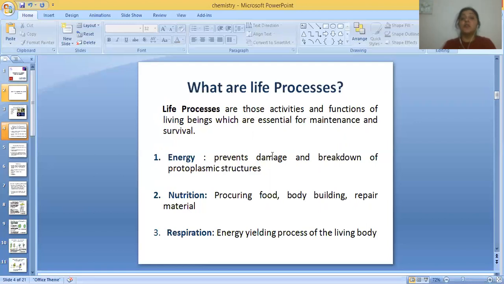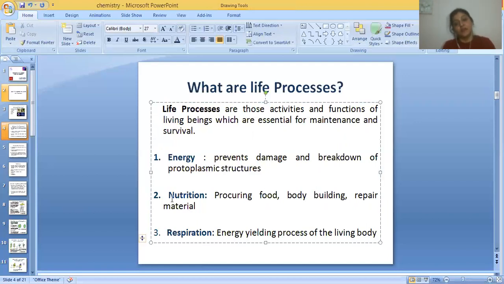We procure energy in the form of nutrition. We take food inside our body for repair and bodybuilding, which is one of the life processes and very much fundamental to life. Another life process is respiration, which involves energy yielding process in which organic materials are broken down to give energy.